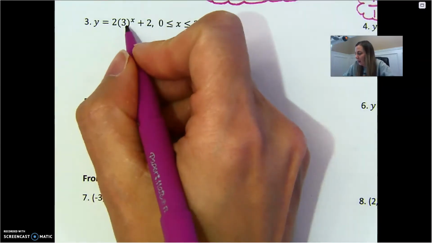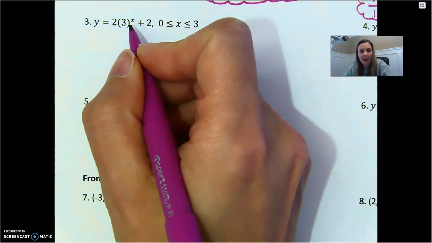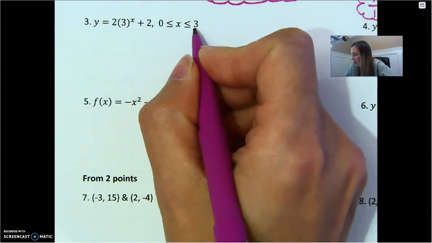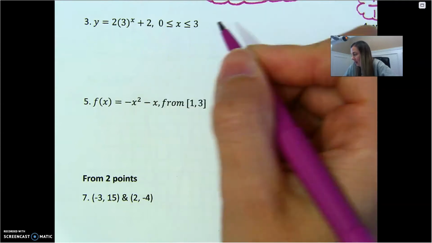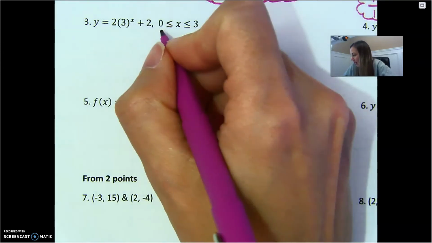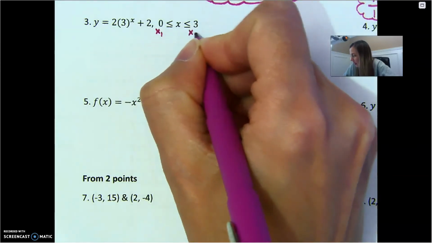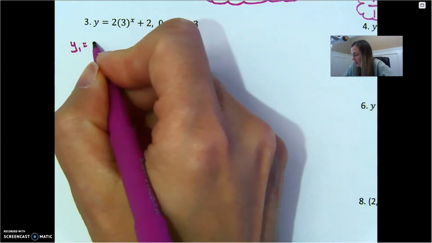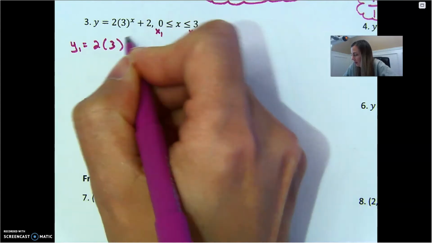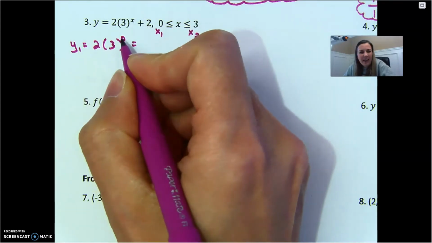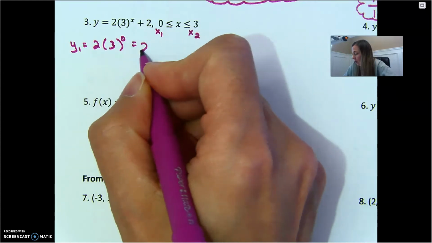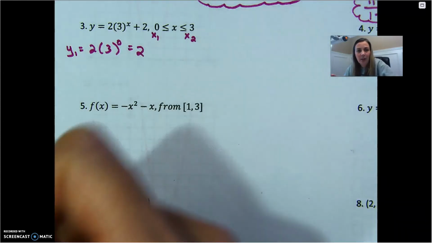This is exponential. The variable is the exponent. So this is your exponential function. We want to go from 0 to 3 on the x-axis. So what we need then is a y. All right, so this is my first x, this is my second x. So let's find out our first y. We have 2 times 3 to the 0. Anything to the 0 power is 1. So this just comes out as 2. And you can always type it into your calculators to see that.